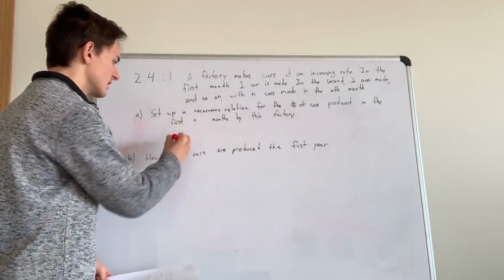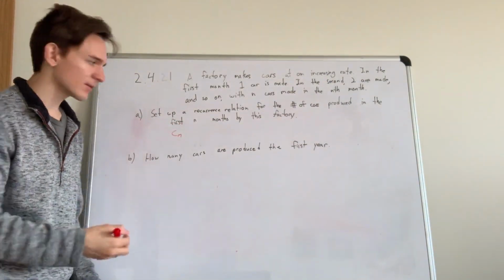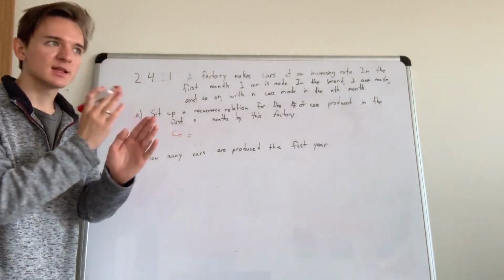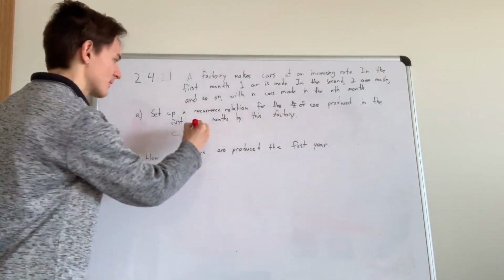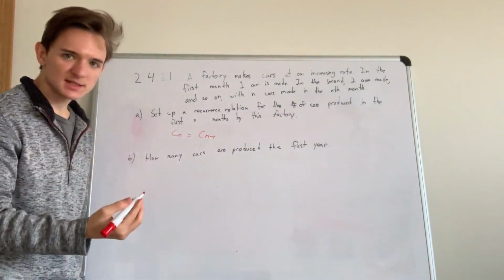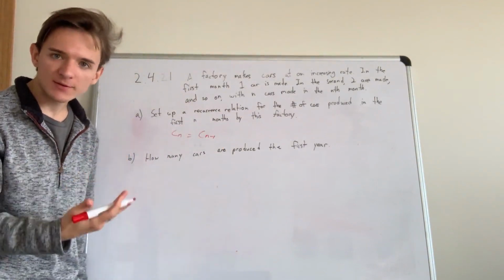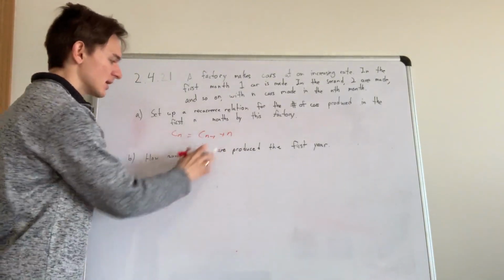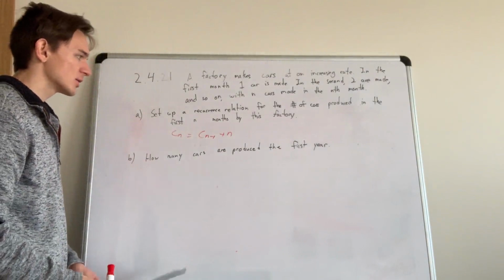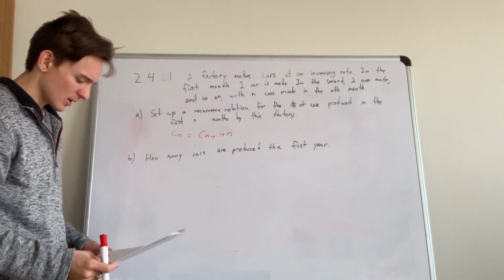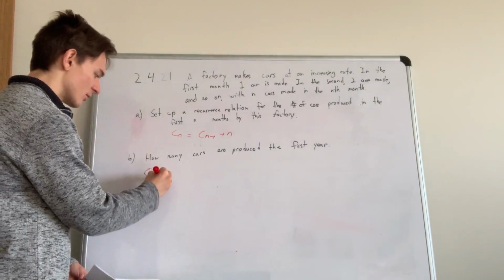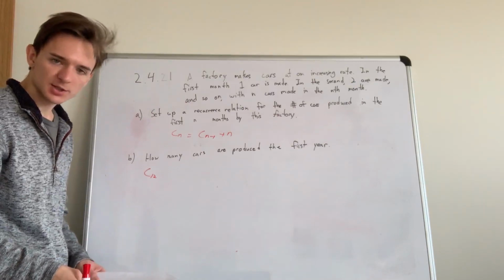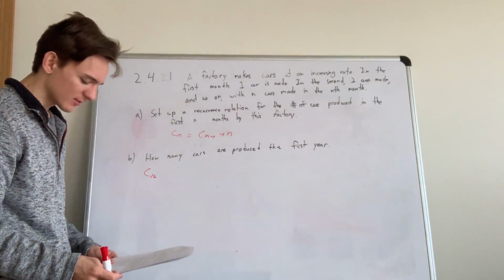Let's say C of n is the number of cars produced up to this point. Well, it's simply the number of cars produced up to the previous month's point, plus the number of cars produced at the nth month. So plus n. That would be our recurrence relation. How many cars are produced in the first year? Obviously that would be C of 12. To compute this, we need a recurrence relation and an initial condition, then plug in n equal to 12.